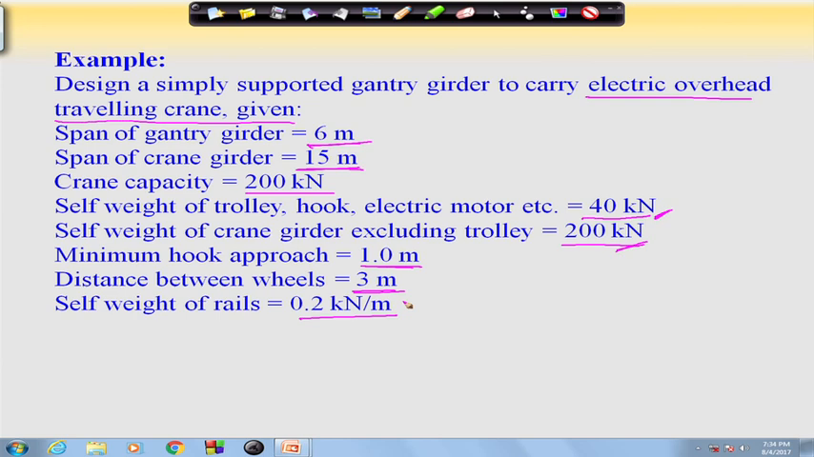I will suggest that, following the design steps we have discussed, let us try to calculate the loads. We will calculate what loads are coming, and then try to find the maximum bending moment and maximum shear force. I suggest you do this first, before going to the next lecture. With this example, first try to find the maximum bending moment and maximum shear force on the gantry girder, on the basis of which we will design. Okay. In the next lecture, we will discuss this. Thank you.